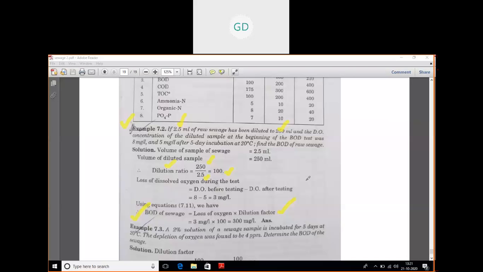In the question itself it is given that the DO of the diluted sample before the testing is 8, and after the testing, that is after 5-day incubation at 20 degrees Celsius, it is 5 milligram per liter. Now you subtract the two, 8 minus 5, so you will get the loss of oxygen, 3 milligram per liter. You put this in the formula and multiply it with the dilution factor, and you will get the answer as 300 milligram per liter. So it's a very simple numerical. I hope it's clear to you all.